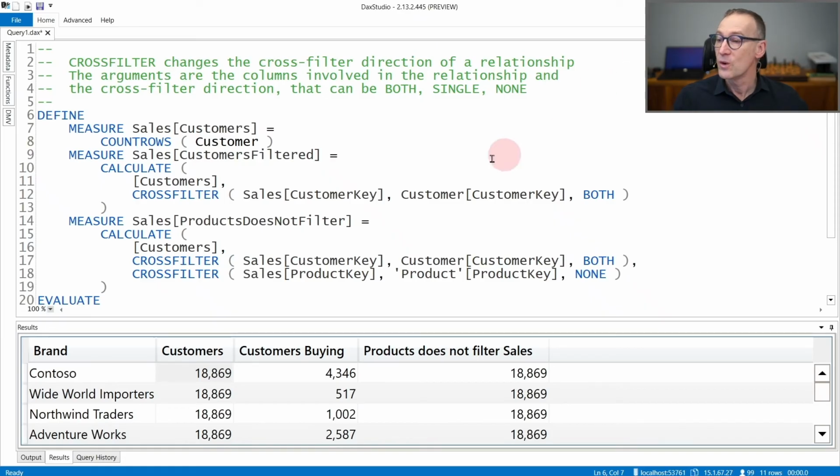And that is the reason why in the second measure, products does not filter. We use CrossFilter to enable the bidirectional relationship between sales and customer, but we use again CrossFilter to disable the relationship between product and sales. Therefore, again, we see all the customers because a filter coming from product does not reach customer.